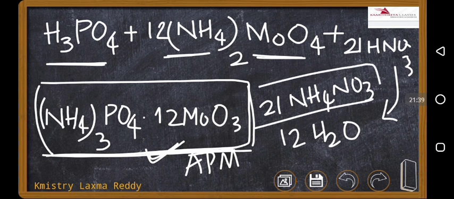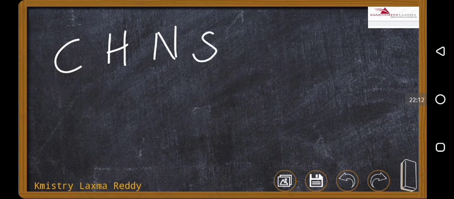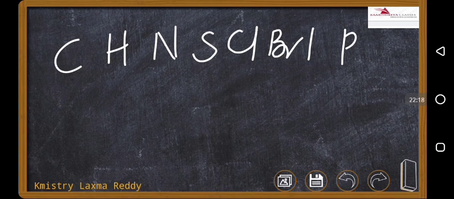These are the byproducts. So one very important reaction, this is a very lengthy equation. You must be very careful about this. H3PO4 plus ammonium molybdate, (NH4)2MoO4 in presence of HNO3, it is giving you yellow color ammonium phosphomolybdate, (NH4)3PO4·12MoO3, right? So in this way, carbon, hydrogen, nitrogen, sulfur, chlorine, bromine, iodine and phosphorus can be tested. In 1 minute I will explain all this.